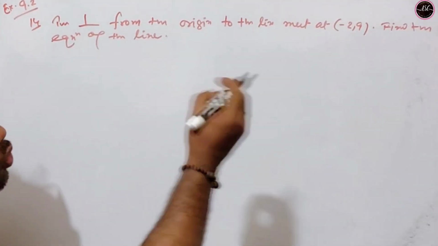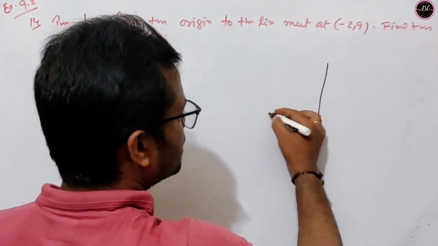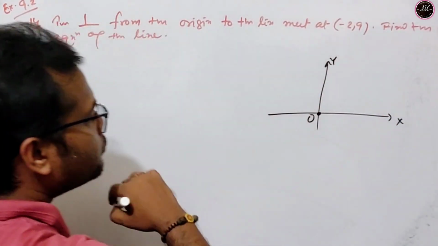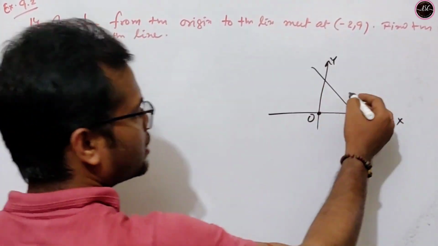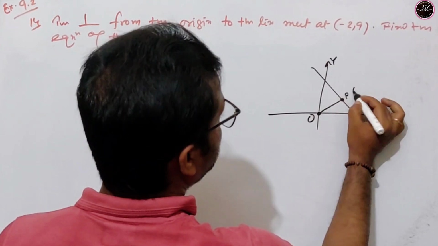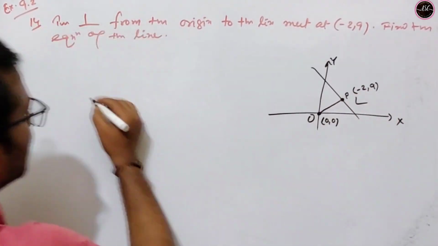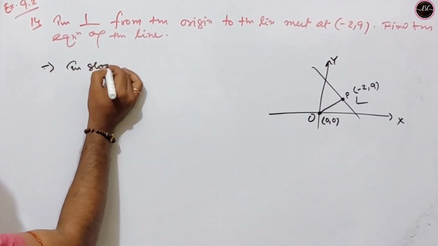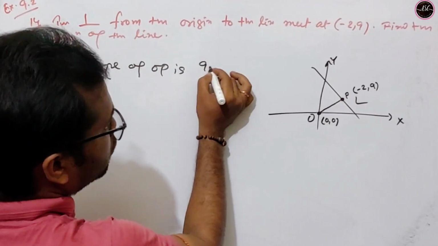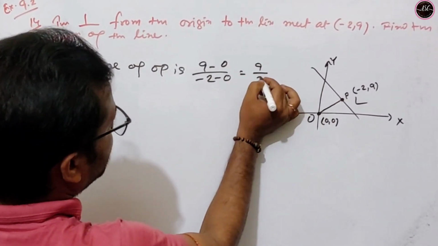The perpendicular from the origin to the line meets the line at minus 2 comma 9. Find the equation of the line. So this is the coordinate plane, this is x, this is y, and this is the origin. Here this line is L and the perpendicular from the origin, let this be P, minus 2 comma 9. And this is 0 0. So the slope of OP is y2 minus y1, 9 minus 0, divided by x2 minus x1, minus 2 minus 0, equal to 9 by minus 2, that is minus 9 by 2.